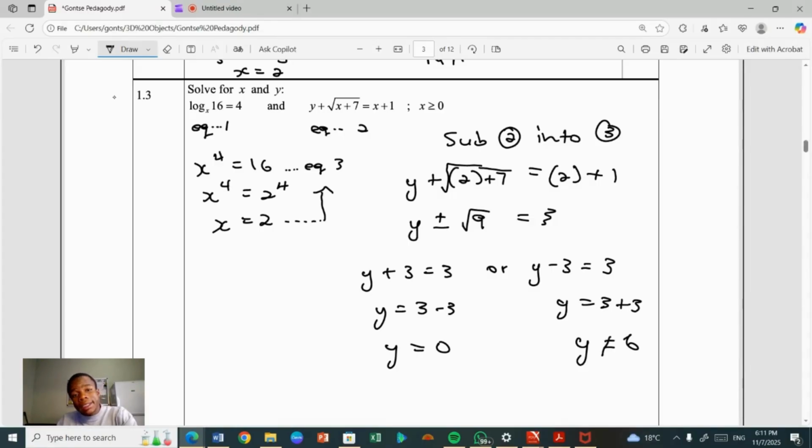Because 6 plus 3 is not equal to 3, right? But if we put 0 for y, 0 plus square root of 9 is 3, which is equal to 2 plus 1, which is 3, when we substitute our 2 there. So our answer is y is equal to 0 and x is equal to 2.